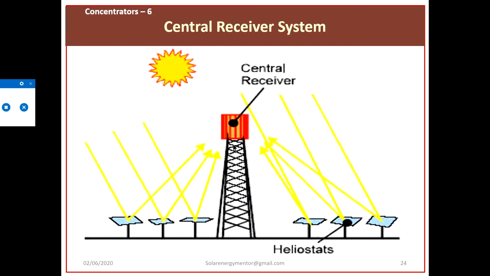This is called a tower. So sometimes this system is also called power tower. Okay, and each autonomous mirror system is called heliostats. So these heliostats focus solar energy on a tower. Here very high temperatures are obtained. These mirrors are double two axis tracked, and they are very big mirrors.